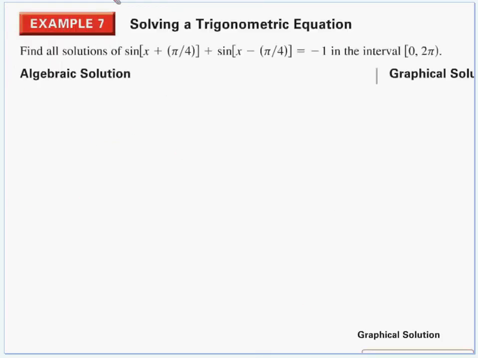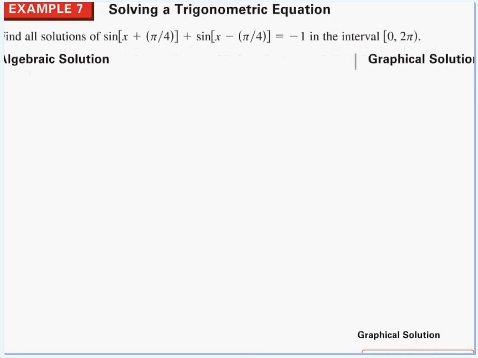All right, example 7 here. Ooh, now this is a biggie. We're solving a trig equation. We are in the restricted interval 0 to 2 pi. And let's look at this thing here. I'm going to use a little color coding to make this sort of stand out.